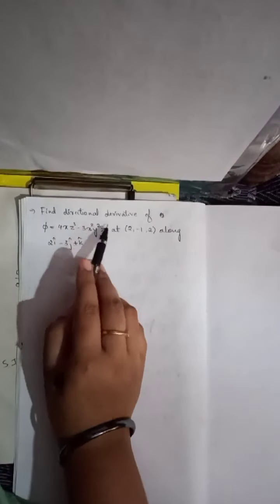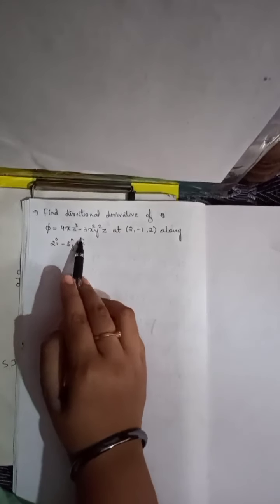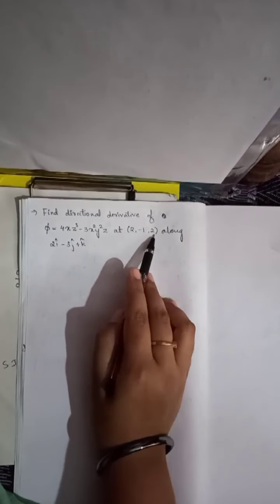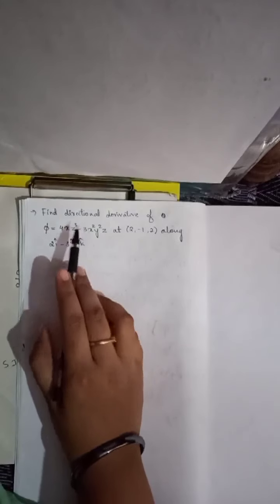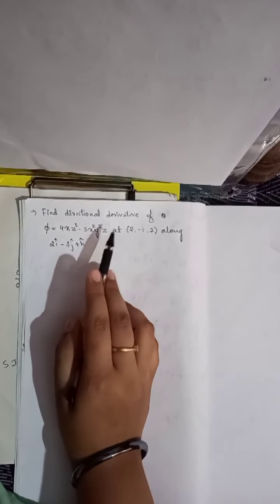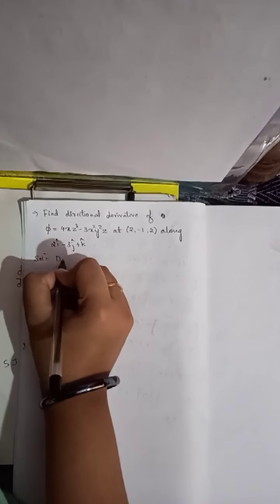Okay, so here the question is, find the directional derivative of the function phi, given as 4xz cube minus 3x square y square z, at the point (2, -1, 2) along 2i cap minus 3j cap plus k cap. So here we need to find the directional derivative for the given function. For that, first I'll write the formula for directional derivative.